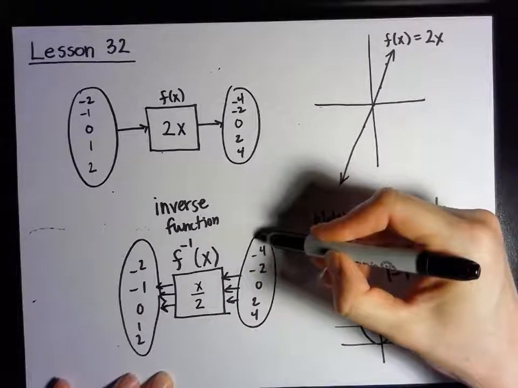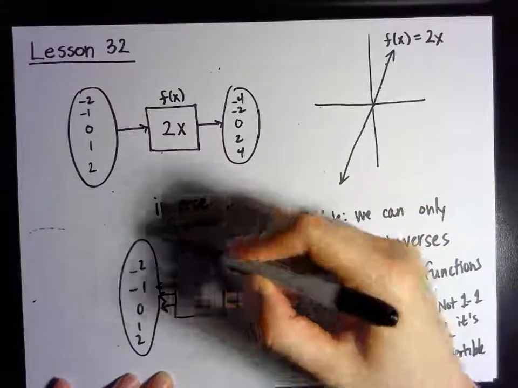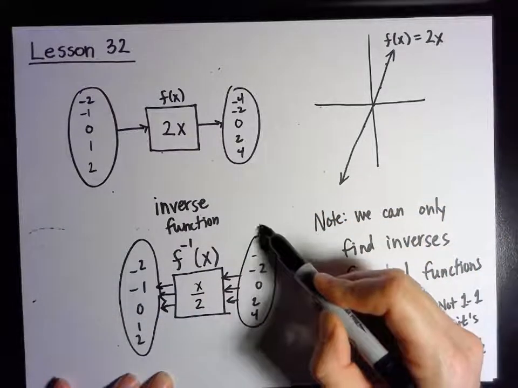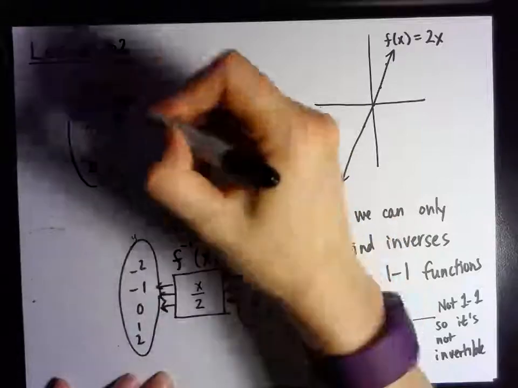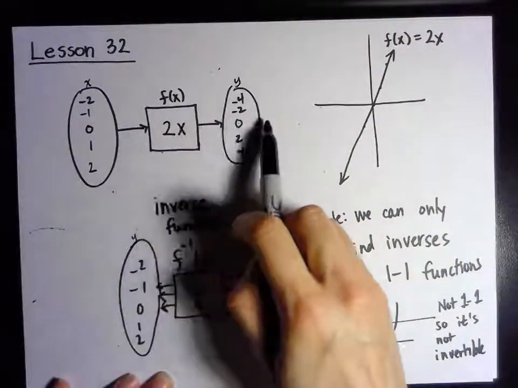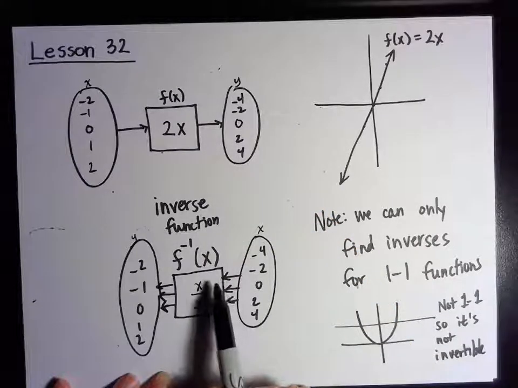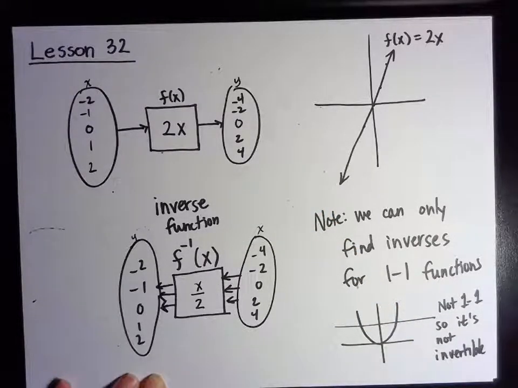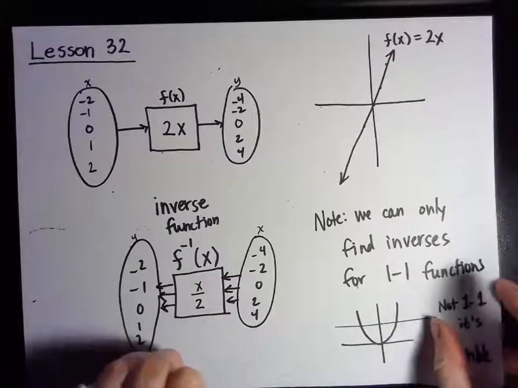So this is my new domain. This is my new range. So this is my new value of x, and this is my output of y. Here, this was the value of x. X is always what we put in, y is always what we get out. So here, x over 2 is the opposite of 2 times x.